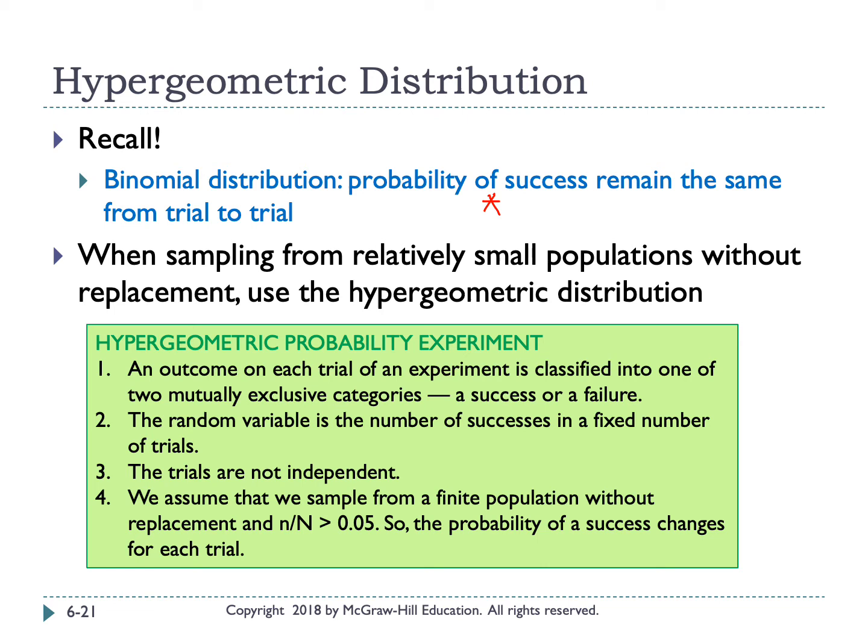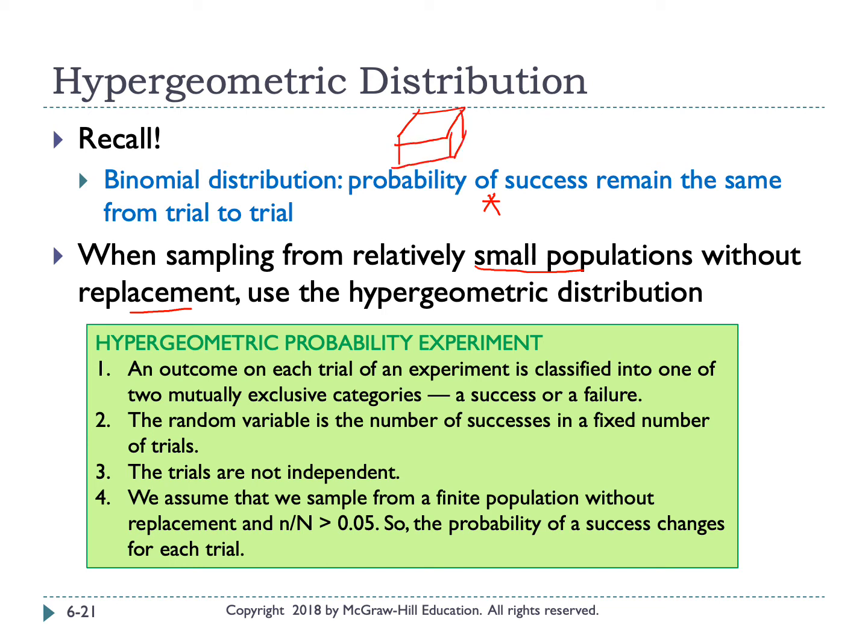What is it? It says that you use it when you sample from a relatively small population without replacement. What does it mean? I will explain soon. So you have to use the hypergeometric. Let's take this classical example. For instance, you have a box.